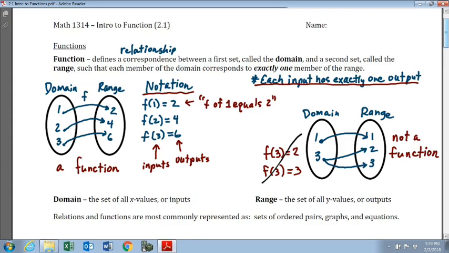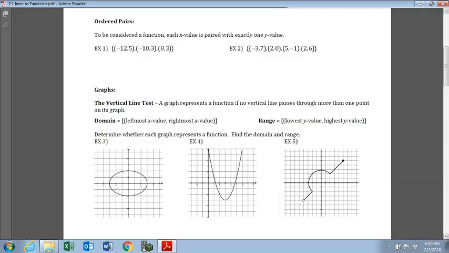Alright, so we have also some terminology down below. The domain is the set of all our x values, or inputs, and the range is the set of all our y values, or outputs. And we'll look at an example below. The other thing I want to point out, it says relations and functions are most commonly represented as sets of ordered pairs, graphs, and equations. So in college algebra, our main focus is going to be on graphs and equations, but we start with ordered pairs to get a basic idea of what a function is.